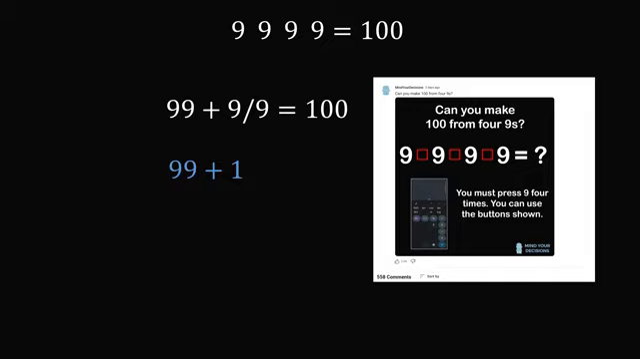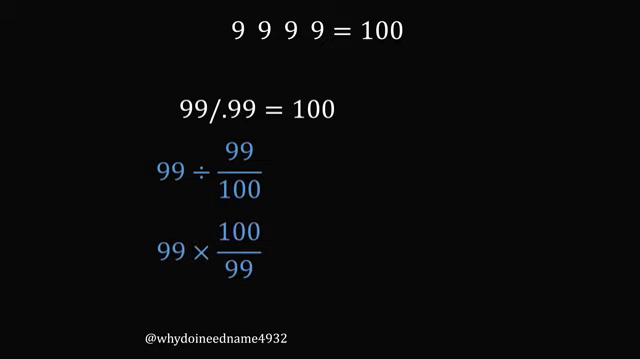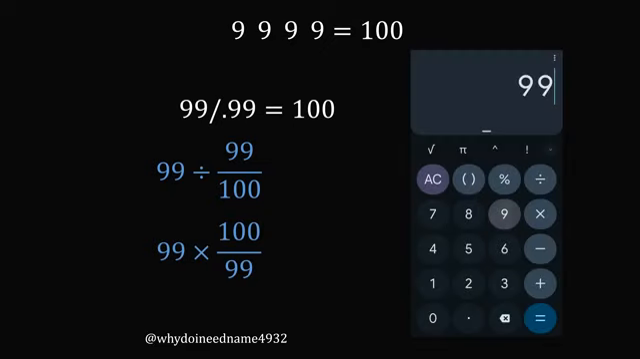So I want to share some of the interesting solutions people came up with. So here's one. 99 divided by 0.99 is equal to 100. How does this work? This is the same thing as 99 divided by 99 over 100. This is the same thing as 99 multiplied by 100 over 99. The 99s cancel out, so we get 100. So 99 divided by 0.99 is equal to 100.